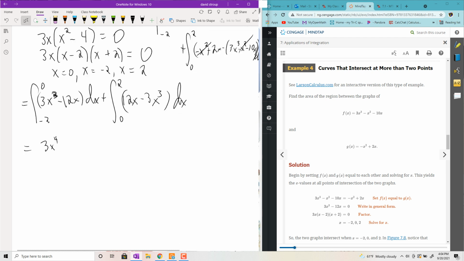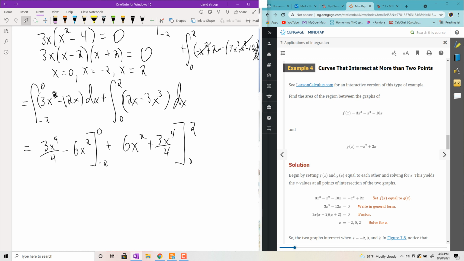So 3x to the 4th over 4 minus 12x squared over 2, so 6x squared, from -2 to 0 plus pretty much the same thing but with different signs. So 6x squared plus 3x to the 4th over 4 from 0 to 2. Okay. Put in the limits of the integral. So putting in 0, you just get 0 minus 0, and then minus plugging in 2. 2 times 4 times 2 is 8, 16. All over 4 is 4 times 3 is 12. Minus 4 times 6 is 24.